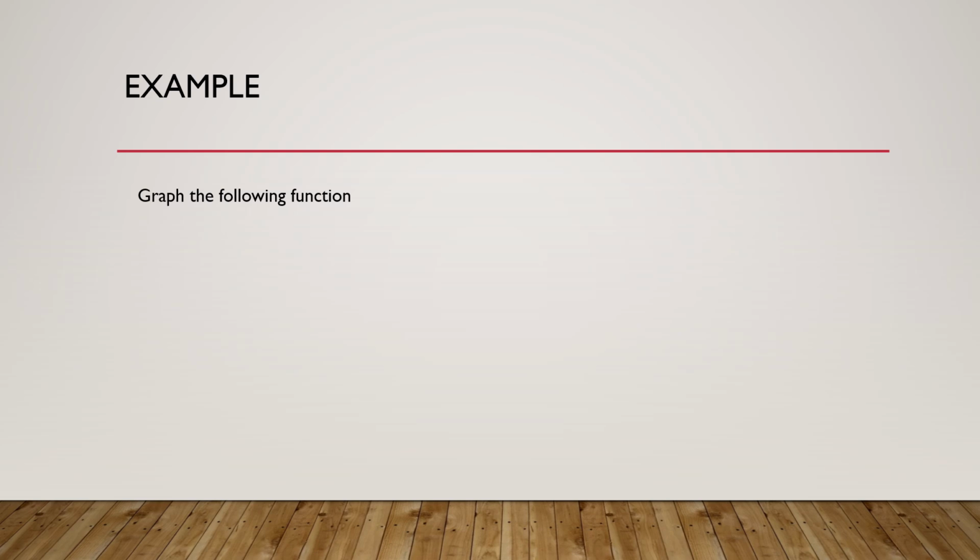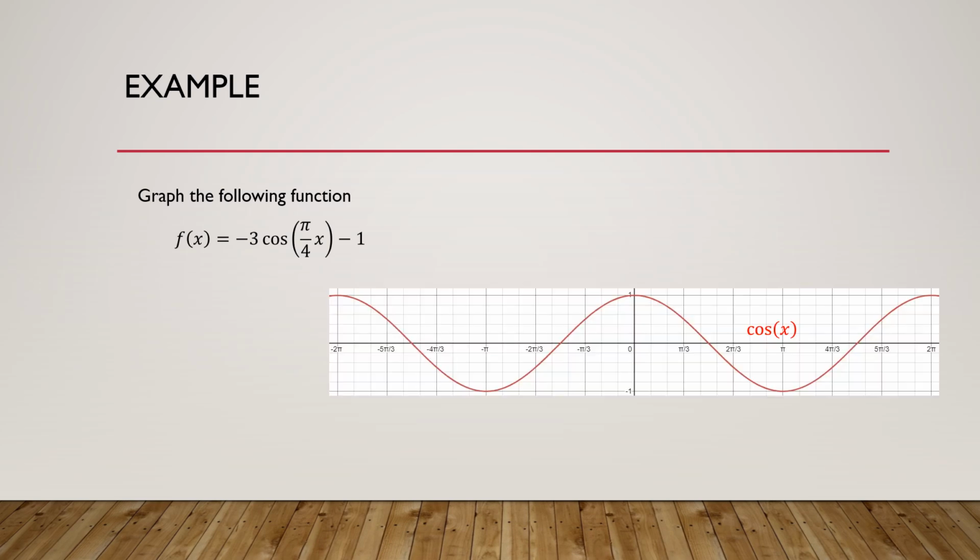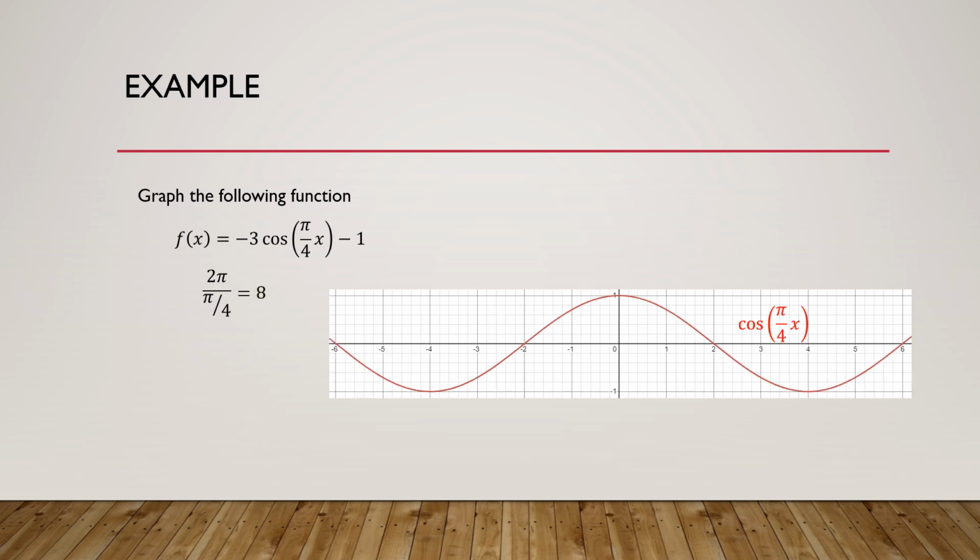For example, f of x is equal to -3 cosine pi over 4 times x minus 1. We will start with the cosine graph, then adjust for the period, amplitude, and finally the vertical shift. We can first determine the period of the function by taking the normal 2 pi and dividing it by pi over 4. This gives us a new period of 8. Note we change the scale here so the proper period can be observed.